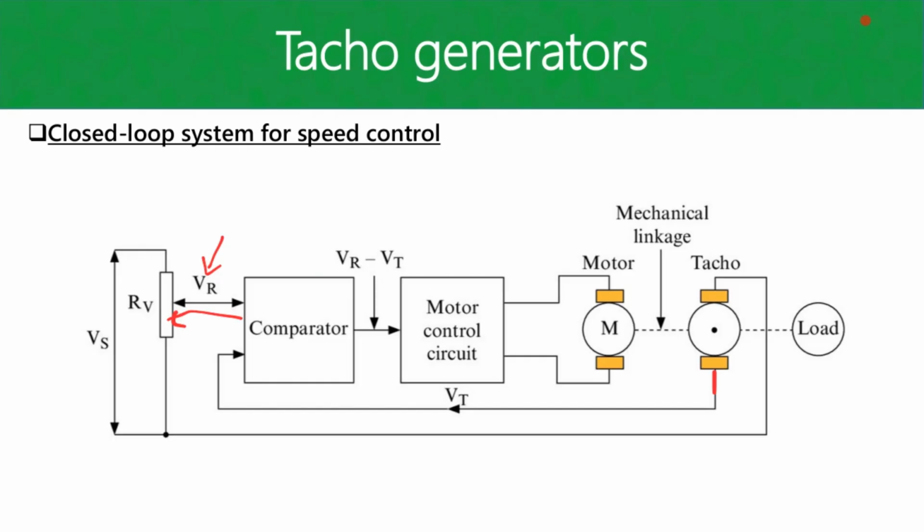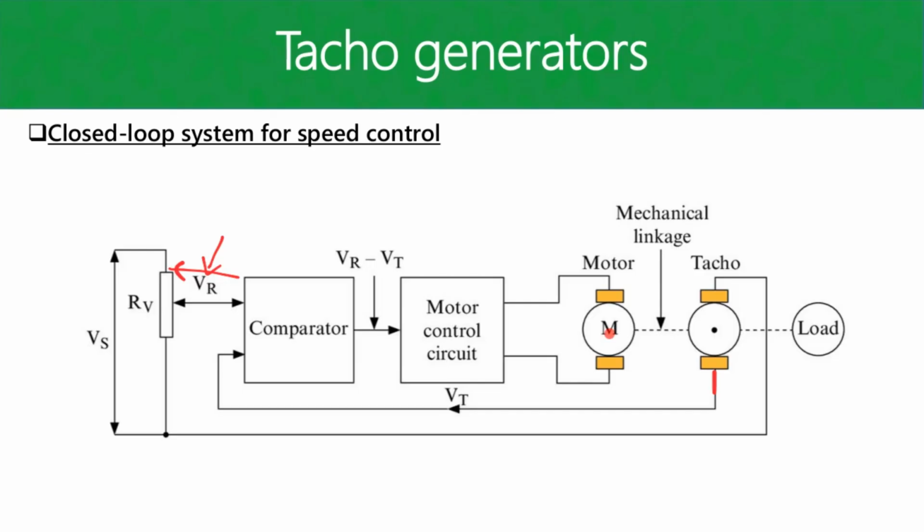In fact, if we go that way, we're decreasing the voltage. So we want to increase the voltage. We want to measure the whole voltage across RV, for instance. Then you're going to get a difference in voltage here. That's going to go to your motor control circuit.